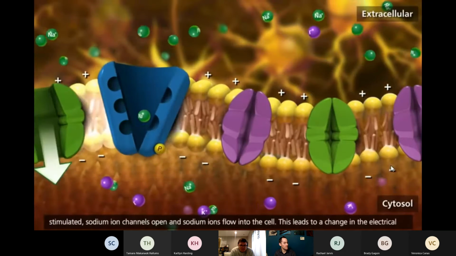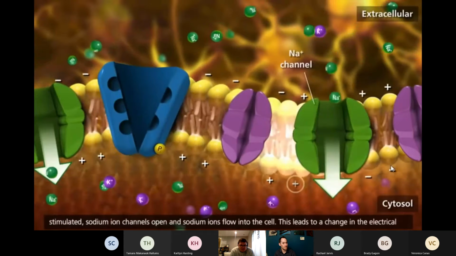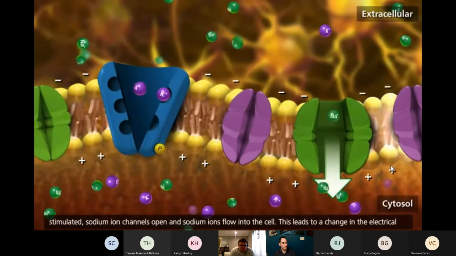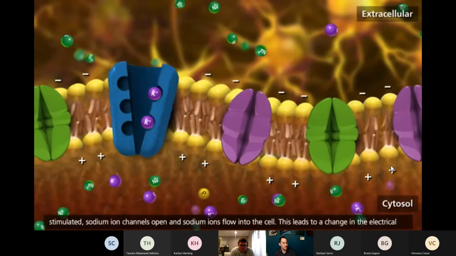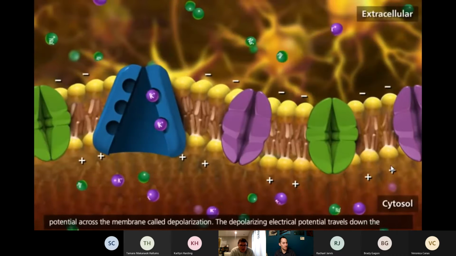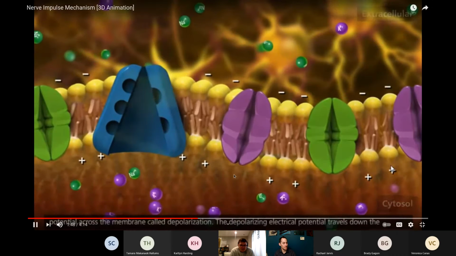When a neuron is stimulated, sodium ion channels open and sodium ions flow into the cell. This leads to a change in the electrical potential across the membrane called depolarization.